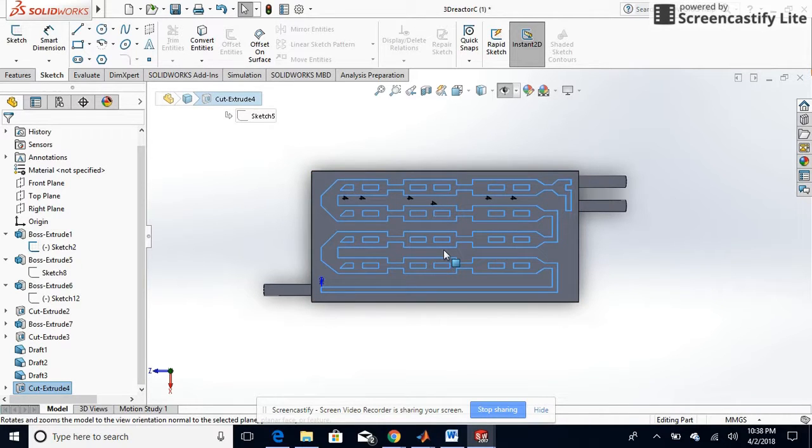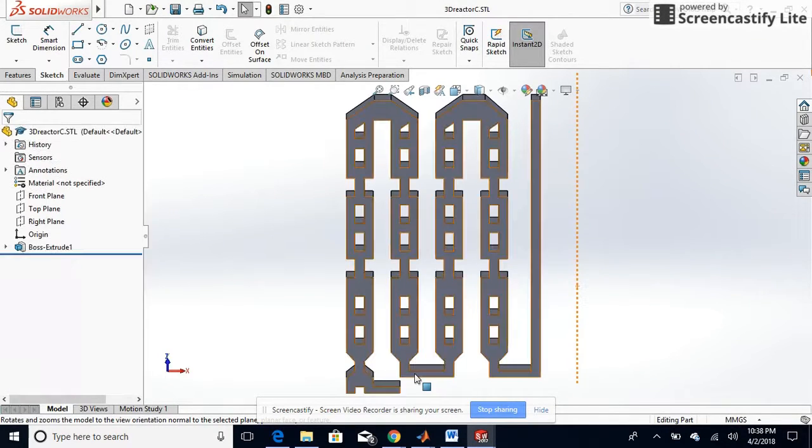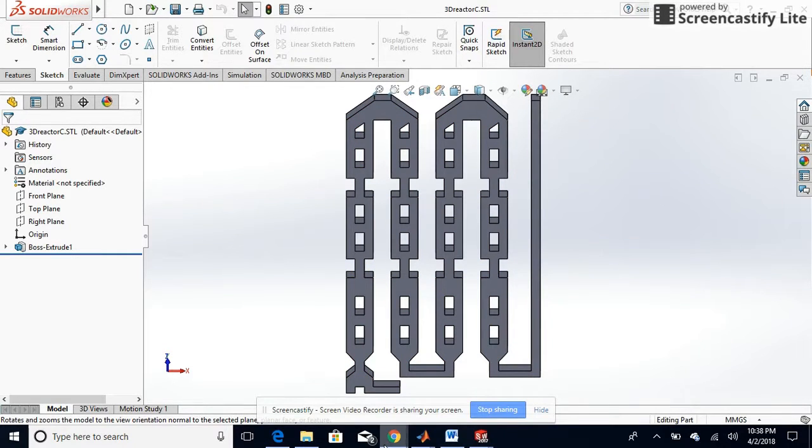In order to evaluate this in COMSOL, we need to have a 3D model, a 3D .stl file of the inner channel only. So I'll show you what that looks like. So here's the inner channel geometry only. And then we imported that into COMSOL.